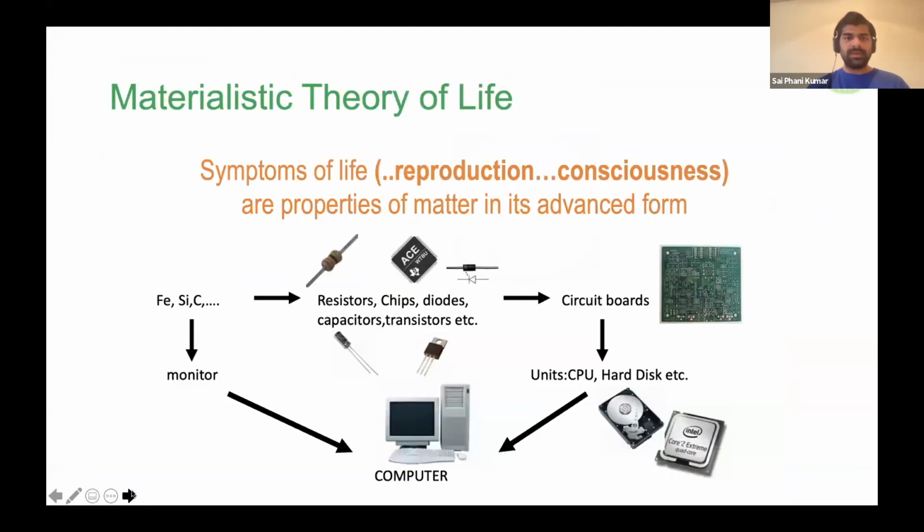Let's compare the materialistic theory of life with the origin of life. Let's take an example of a computer. Our computer, our central processing unit, has the motherboard. The motherboard is made of several diodes, triodes, capacitors, transistors, resistors, and all those things. These diodes, resistors, and small semiconductors are made of small components like iron, silicon, carbon, and all those things.